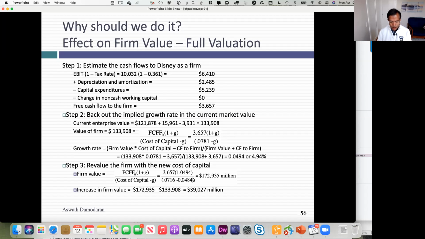It's giving the same growth rate, 4.84% in both cases. The only difference, the revaluation, is that my cost of capital is lower. Right? So when you look at the two numbers, the only number I'm using that's different is a cost of capital of 7.16% versus 7.81%. So step two is primarily to get the growth rate. That growth rate stays constant. But now I'm saying, what if I had a different mix of debt and equity? What would my enterprise value look like?